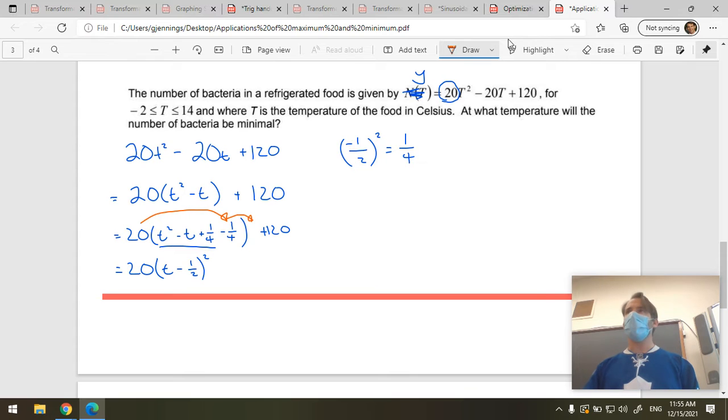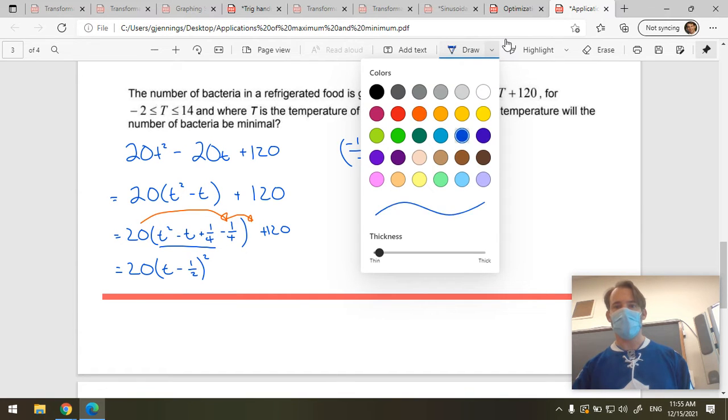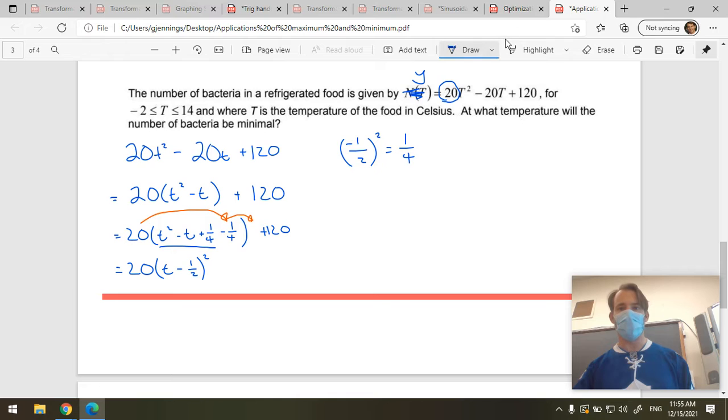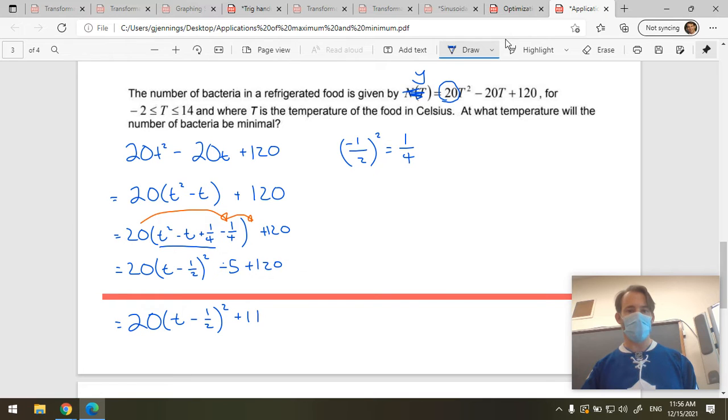20 times negative 1/4 is negative 5. A quarter of 20 would be 5, so a negative quarter of 20 is negative 5. So we have a negative 5 popping out of the bracket, ready to be incorporated with that 120. So we have minus 5 plus 120, and the final answer equals 20 times t minus 1/2 squared plus 115. Okay, here's my vertex.